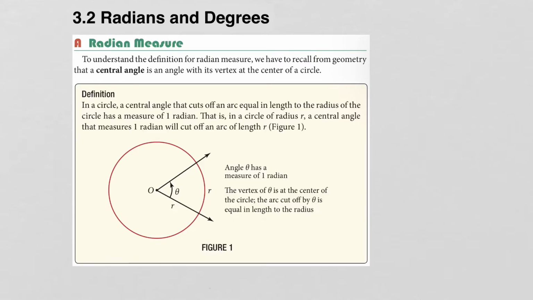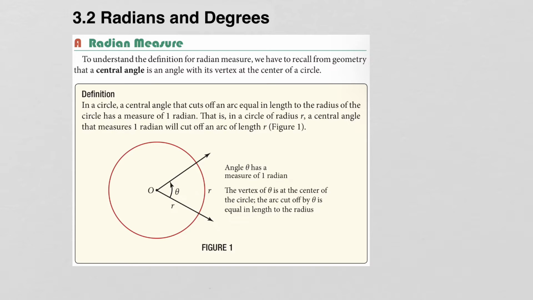In section 3.2, we look at radians and degrees. So far in this course, we have been measuring all of our angles in degrees. And the basic principle there is one complete revolution is equal to 360 degrees, and then we measured angles from there. So first of all, let's talk about radian measure from the perspective of a circle with a central angle.